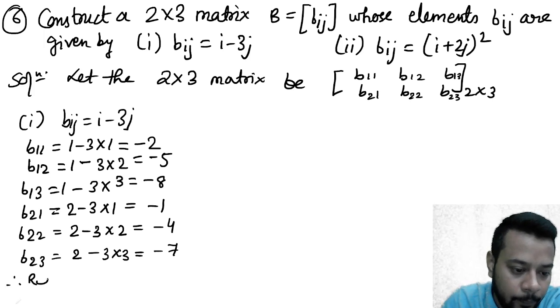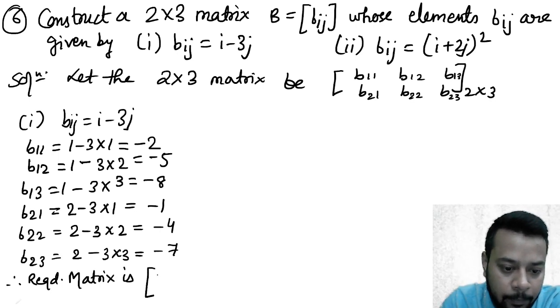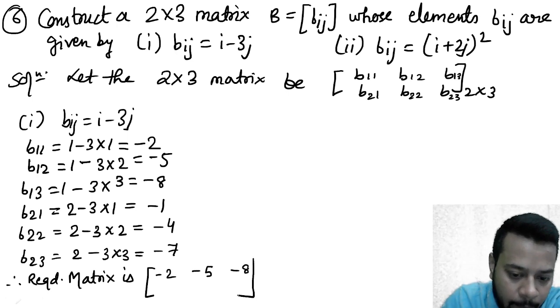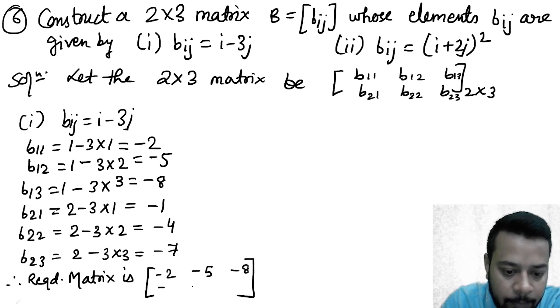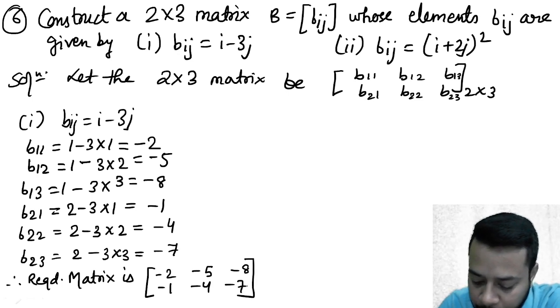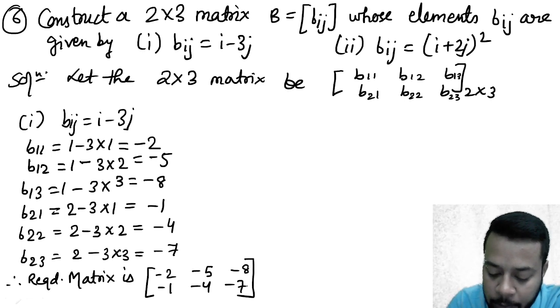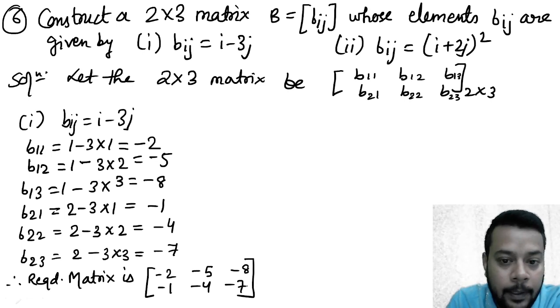Therefore the required matrix is: -2, -5, -8, -1, -4, -7. This is the required matrix here. I hope it's clear now. Moving to subpart 2 now.